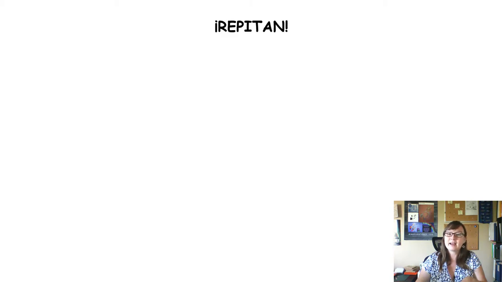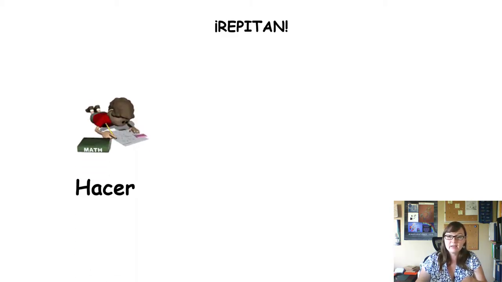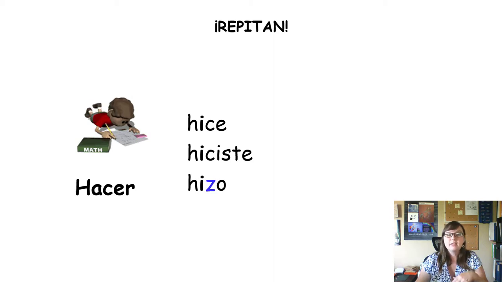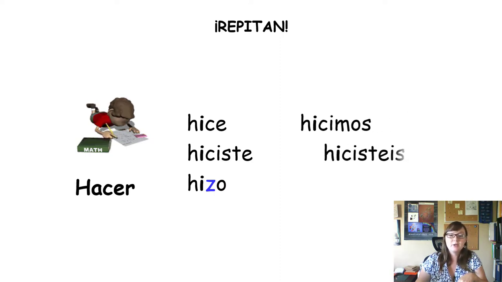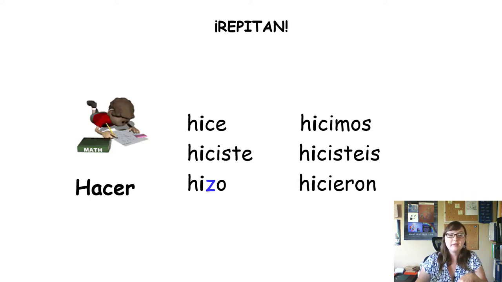Let's try another one. Repitan. Hacer, to do. Yo hice. Yo hice mi tarea. I did my homework. Yo hice. Tú hiciste. Él hizo. Notice that this is a Z. There's a Z instead of a C here. Nosotros hicimos. Vosotros hicisteis. Y ellos hicieron. So here we notice that we've got a little change in spelling. In the he, she form, the C changes to a Z.